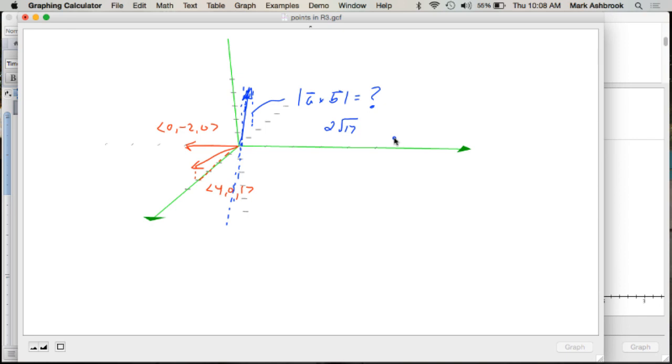Product of the magnitudes, 2 times radical 17. And we know that direction is going to be such that this is perpendicular like this, and this is also perpendicular like this. So that blue vector is perpendicular, orthogonal to both the original vectors, or it's orthogonal to the plane made by the original vectors. Okay, so we're seeing some things form here.